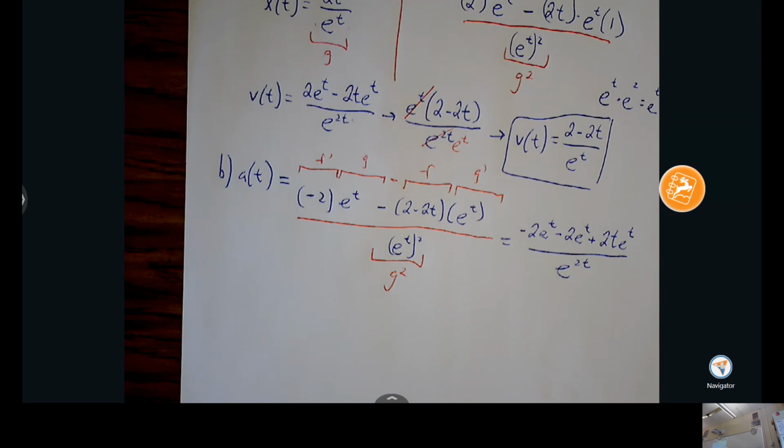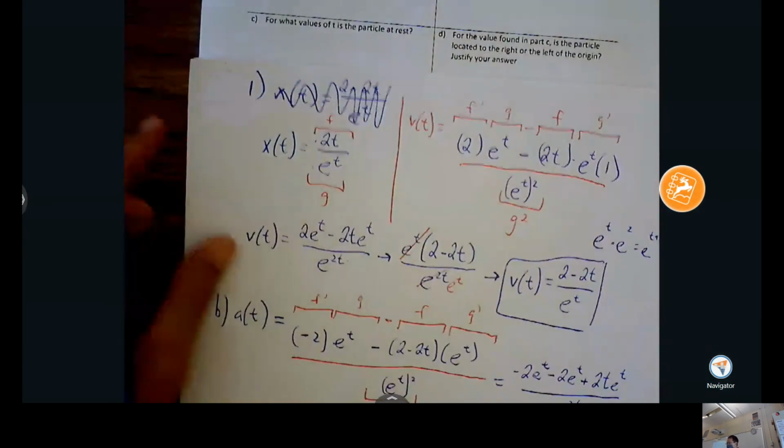Took out negative 2 e to the t, that works. It's 1 plus 1. Yes, I think that works. And then combine some like terms there. So you get negative 4 plus 2t all over. There we go. And that matches our acceleration. Good, good. All right, so we have our velocity and acceleration. Moving on.